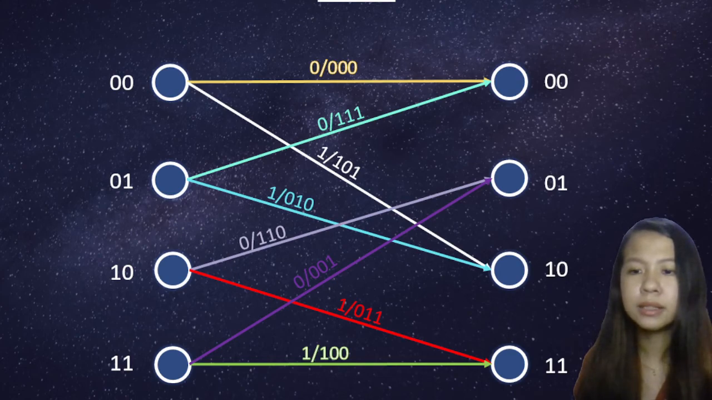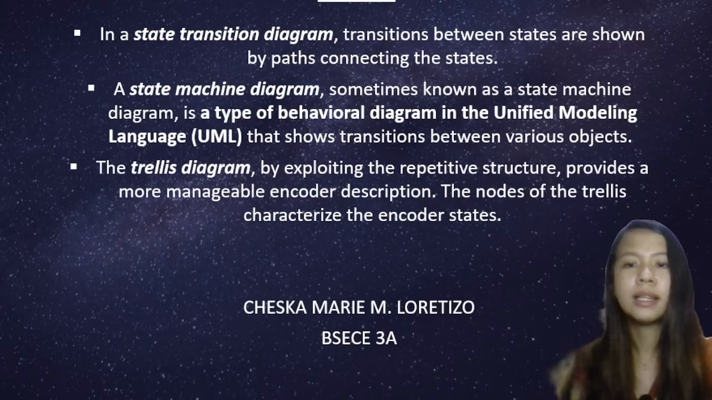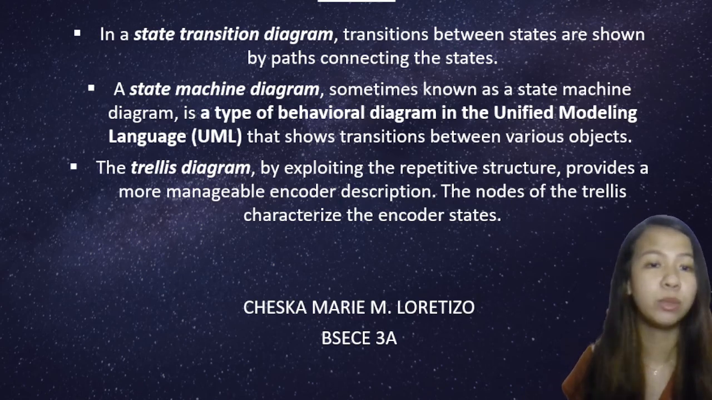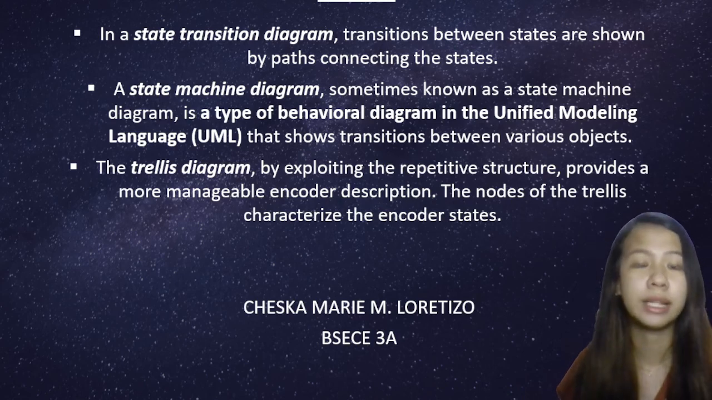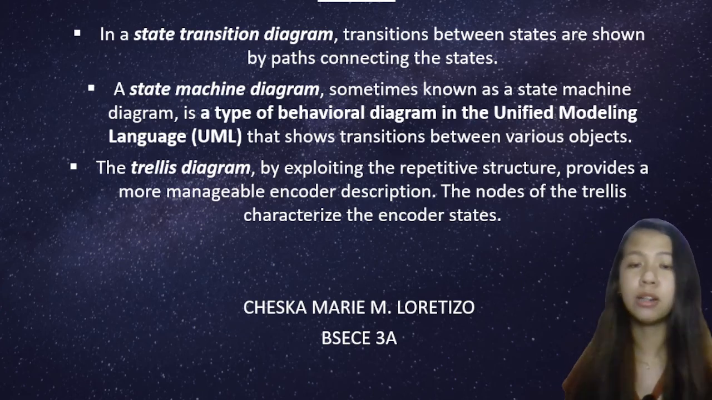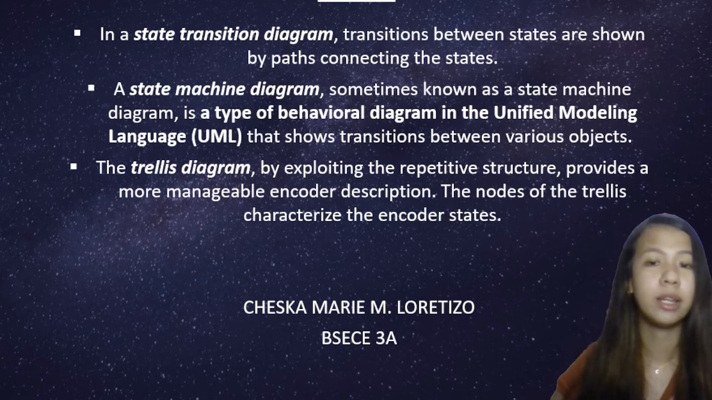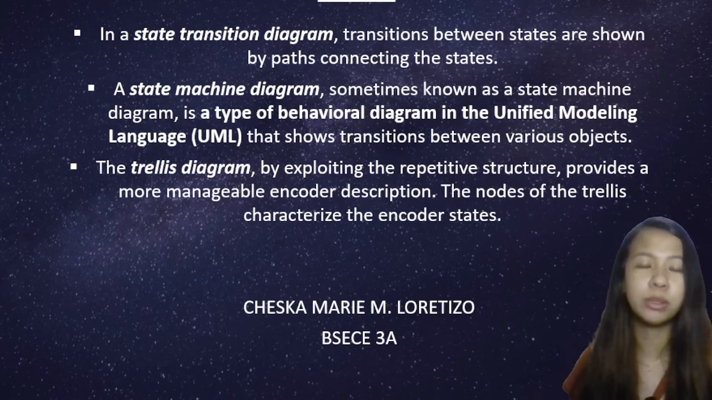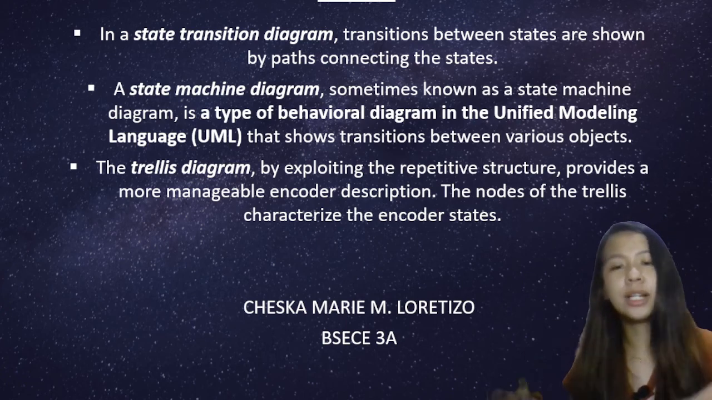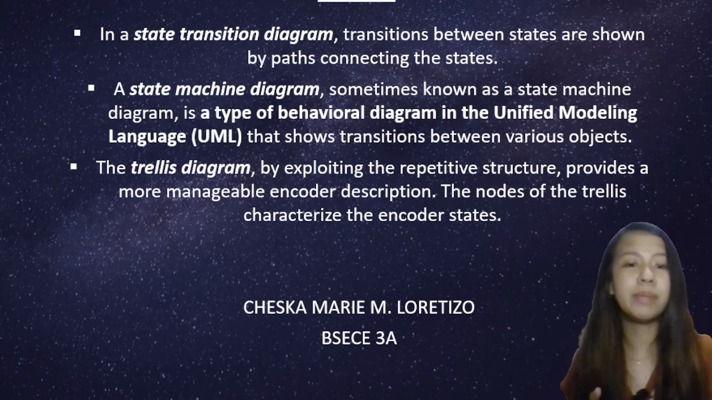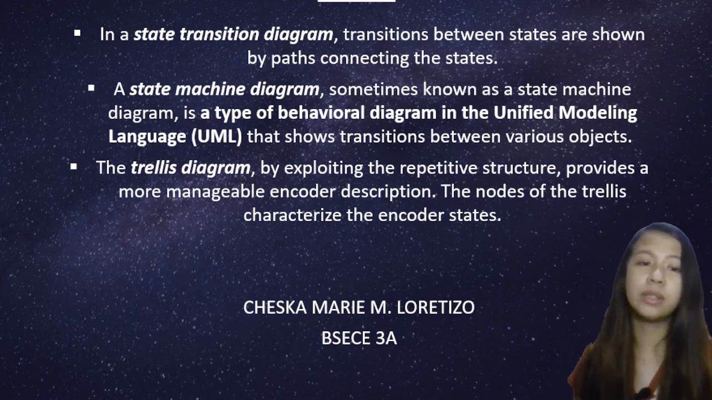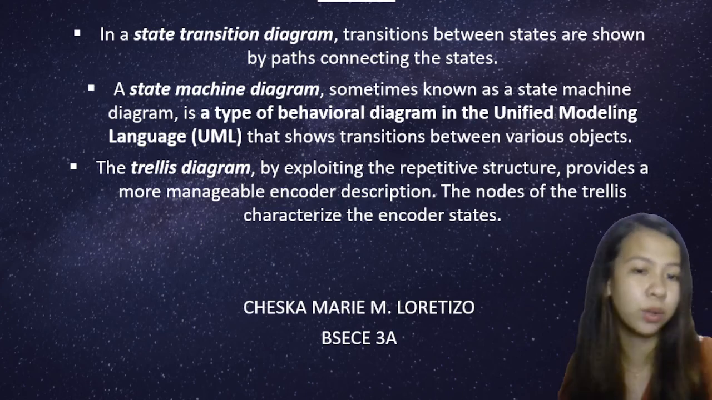Next is the summary. My summary is that in a state transition diagram, transitions between the states are shown by paths connecting the states. A state machine diagram is a type of behavioral diagram in the Unified Modeling Language, or UML, that shows transitions between various objects. And the trellis diagram, by exploiting the repetitive structure, provides a more manageable encoder description. The nodes of the trellis characterize the encoder states.